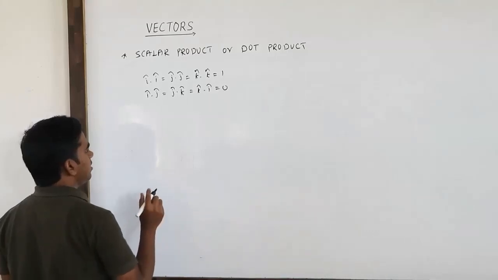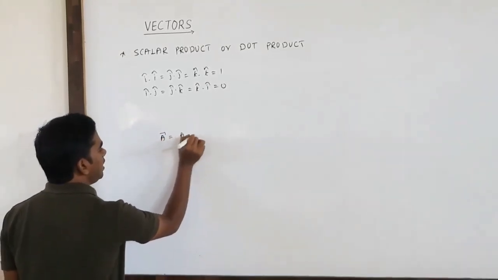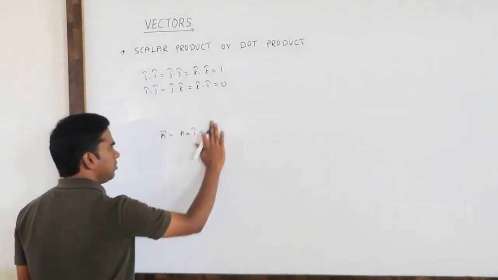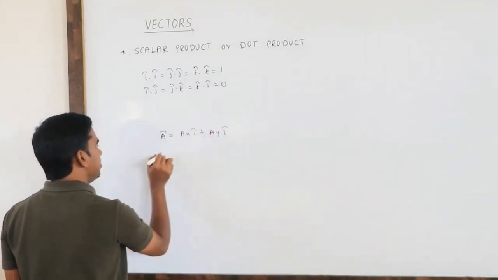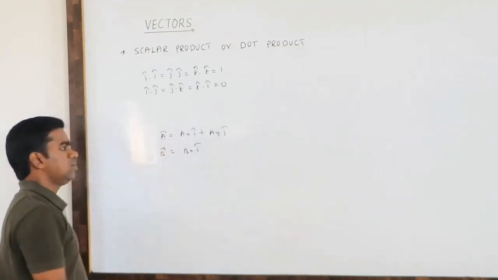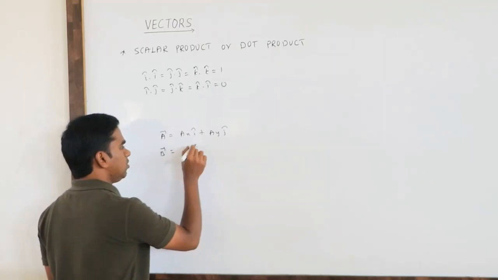A question may arise like this. Suppose, sir, if A is like ax i cap and ay j cap, okay, so ax i cap and ay j cap, but B has only bx i cap. Sir, how to do it in this case? The angle is not given. So how to do it in this case?